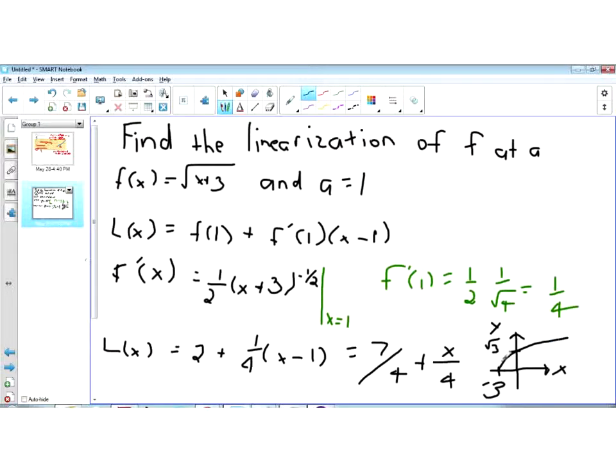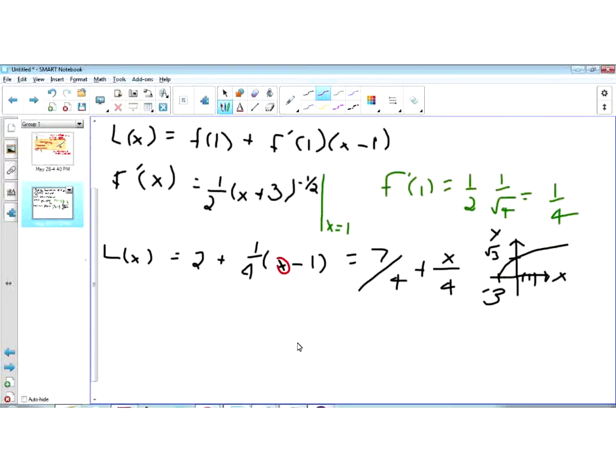And so what this means is that we can replace this graph around x equals 1 with the equation of a straight line. Okay, so if x is near 1, this value of x right here, if that x is near 1 on either side, then we can approximate the square root of x plus 3 by this function. So for instance, suppose we want to calculate the square root of 3.98.